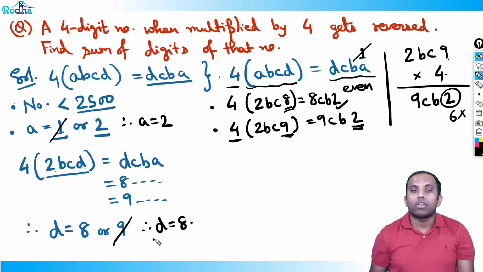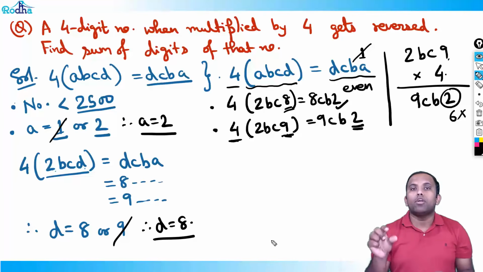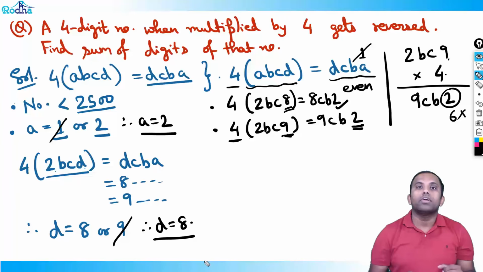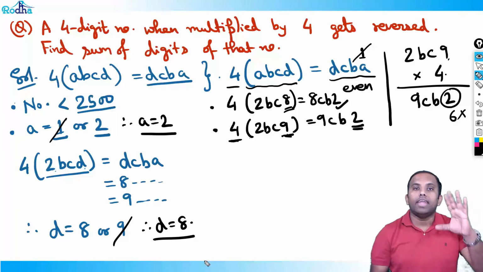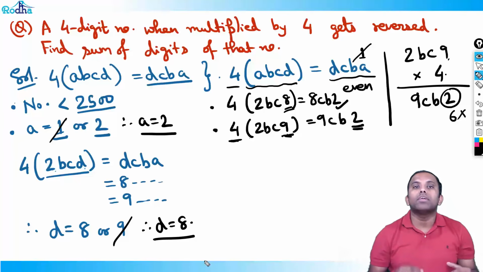So see, very quickly you got A equal to 2 and D equal to 8 just by pure analyzing, right? Simply analyze. You don't need a pen for it. A 4-digit number when multiplied by 4 gets reversed, so the number has to be less than 2500. That means A is either 1 or 2. But since A is the last digit, any number multiplied by 4 becomes even. So A cannot be 1. So A equal to 2.